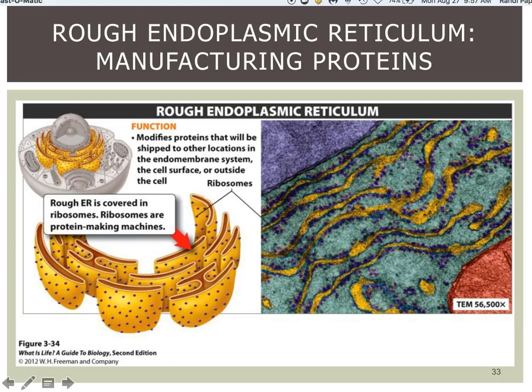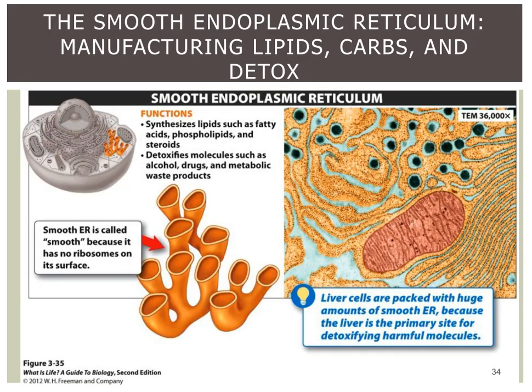Anyway, we were talking about the rough endoplasmic reticulum and how it exports proteins to the outside of the cell. The next part of the endoplasmic reticulum that we're going to look at is the smooth endoplasmic reticulum. Notice that there are no ribosomes on there. It is smooth, and it has a couple of really important functions. Number 1, it's going to make lipids, like fatty acids, phospholipids, cholesterol or other steroids. That's what its job is, to make fats.